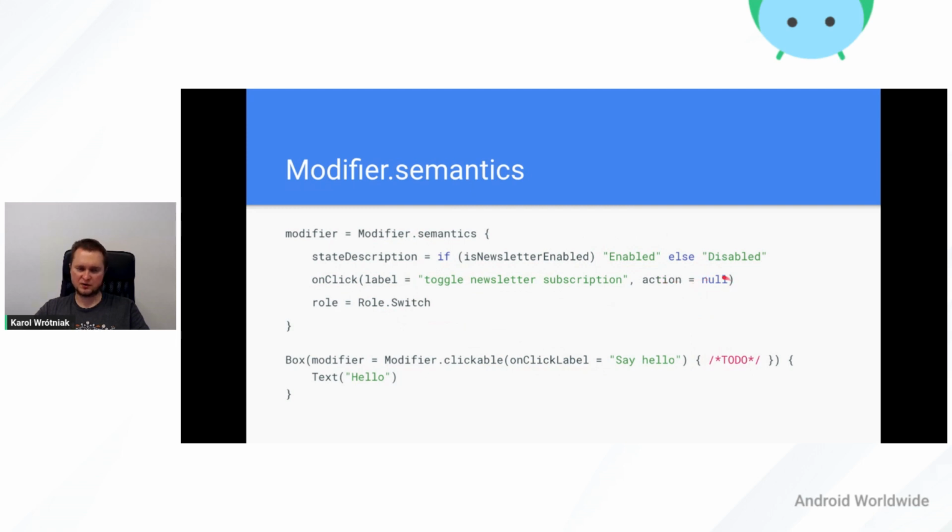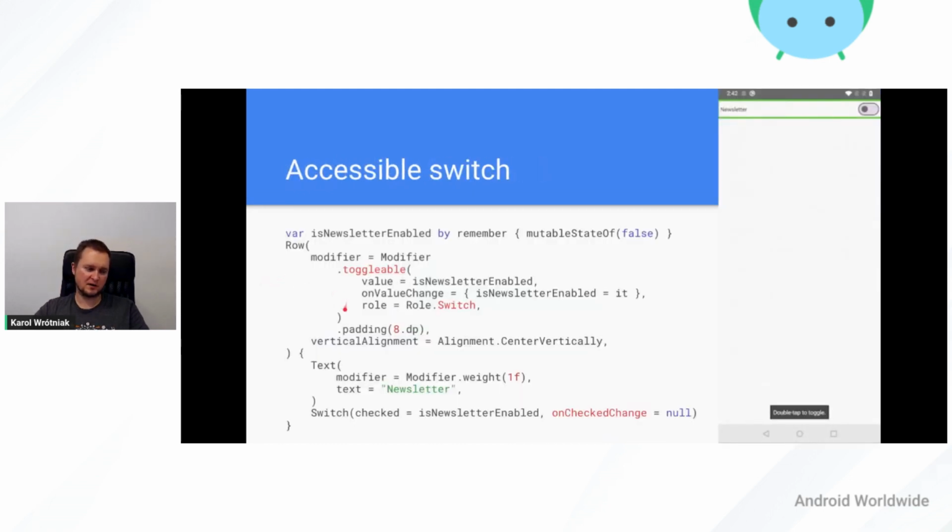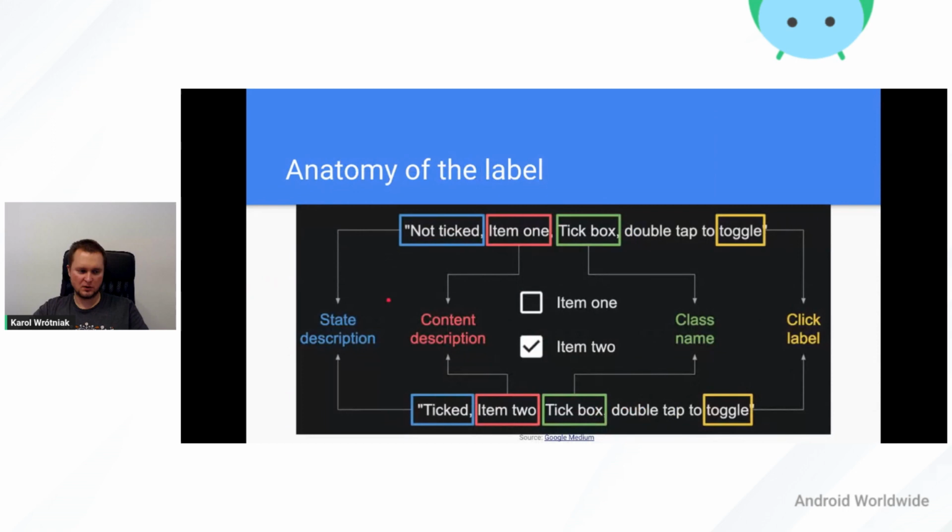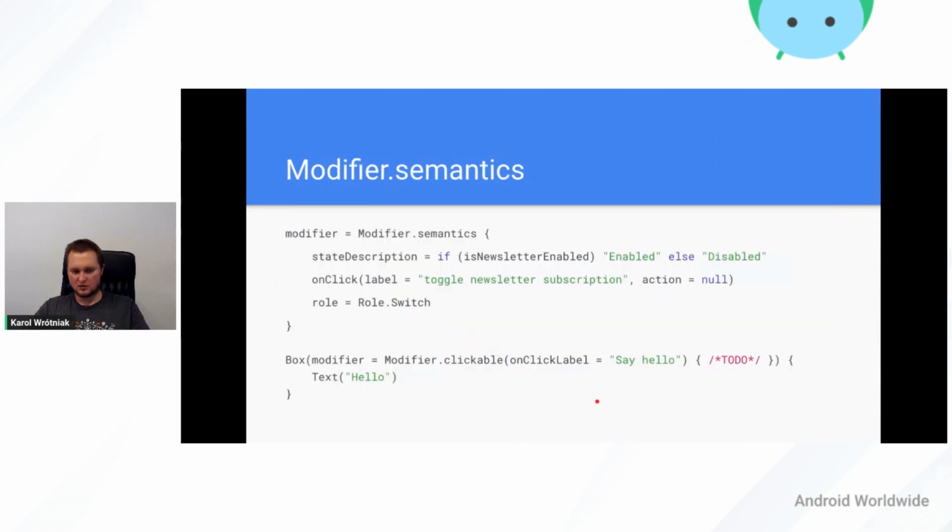But if the callback is not null here, it will be executed even if it is different from this on-click. Of course, this action, the not-null action, will be executed only if it is invoked using TalkBack. A simple, normal click will just invoke this callback. And here we have a role, but role can also be set in some other modifiers like this toggleable. I think that's all about the semantics.